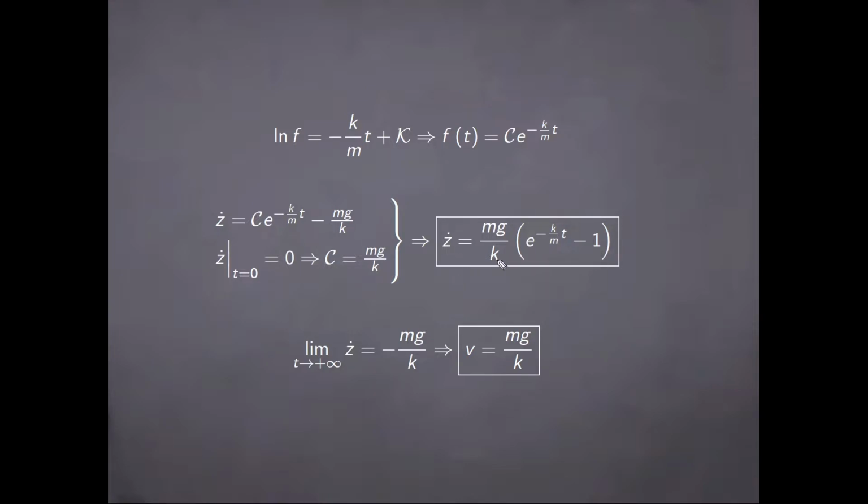And now if we consider the limit when time goes to infinity, then this exponential goes to 0, and as such the result is the one here. This is the value of the terminal velocity. It has a minus sign because the particle is falling, so the z coordinate is going from its initial maximum value to 0, and as such the magnitude of v is just m times g over k.